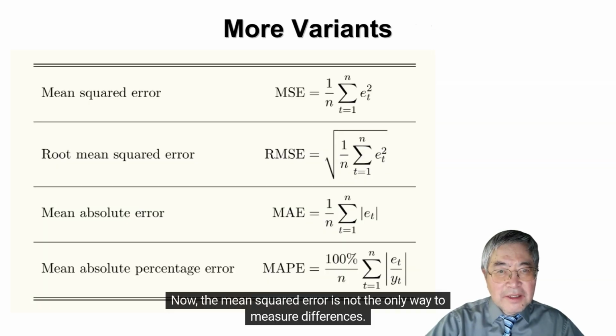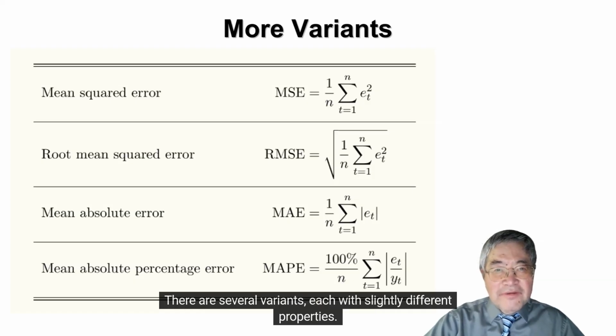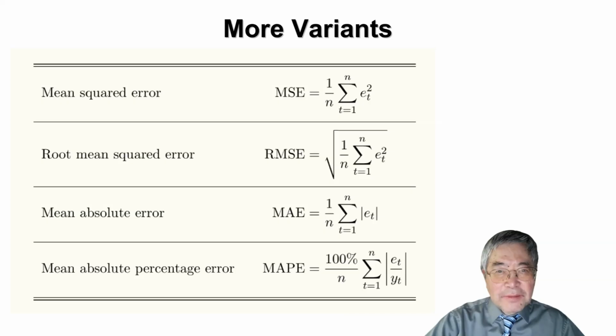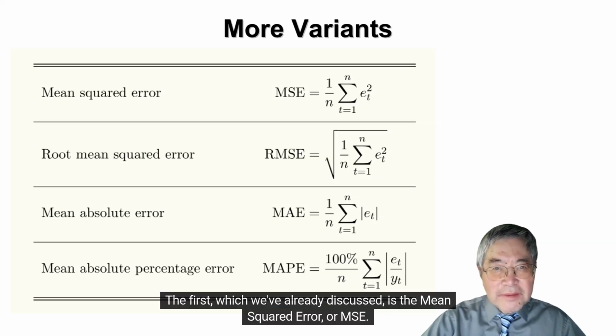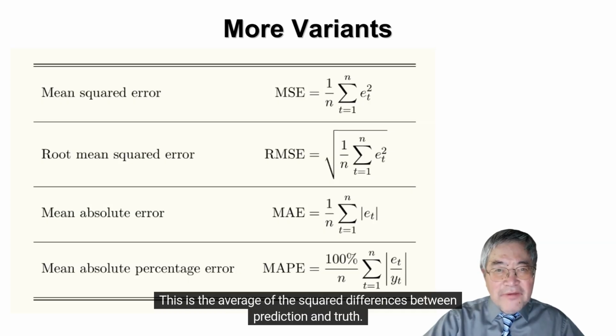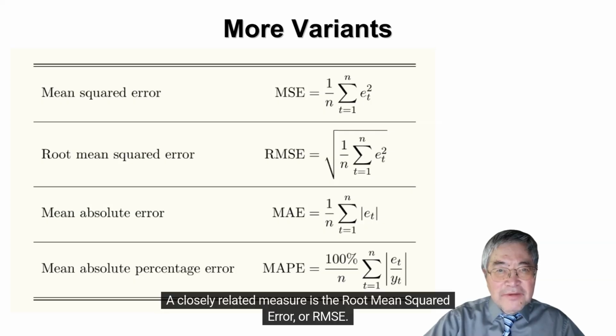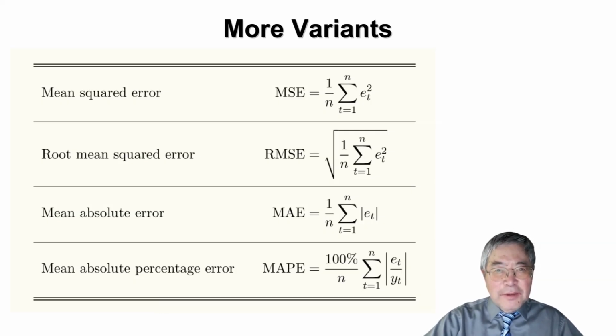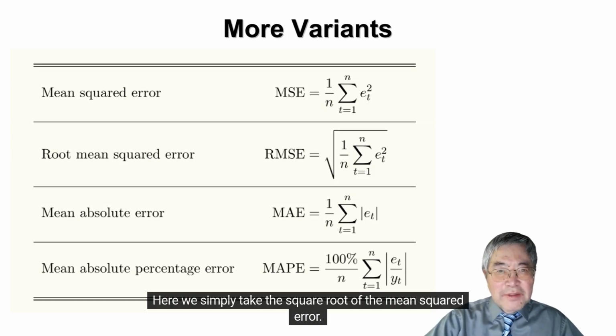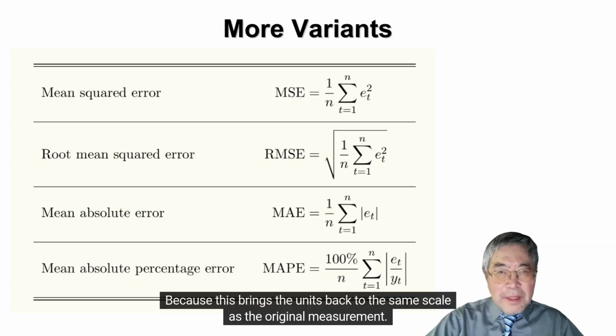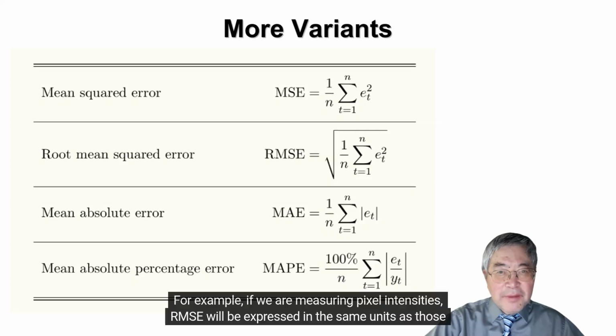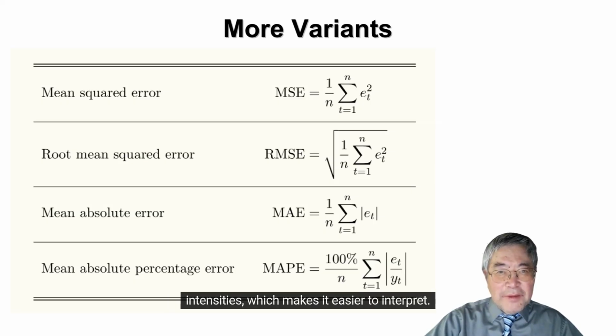Now, the mean squared error is not the only way to measure differences. There are several variants, each with slightly different properties. The first, which we've already discussed, is the mean squared error, or MSE. This is the average of the squared differences between prediction and truth. A closely related measure is the root mean squared error, or RMSE. Here we simply take the square root of the mean squared error. Why? Because this brings the units back to the same scale as the original measurement. For example, if we are measuring pixel intensities, RMSE will be expressed in the same units as those intensities, which makes it easier to interpret.